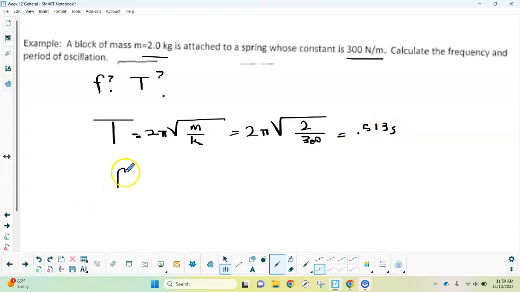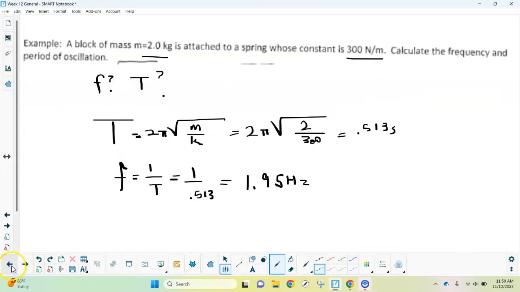And then the frequency, you just do the inverse of the period, or 1 over T. So f equals 1 divided by the period. So it would be 1 divided by 0.513. And if you do that, you get something a little less than 2. So it's 1.95 hertz. So it does almost 2 oscillations per second, but it's a little bit less than that.